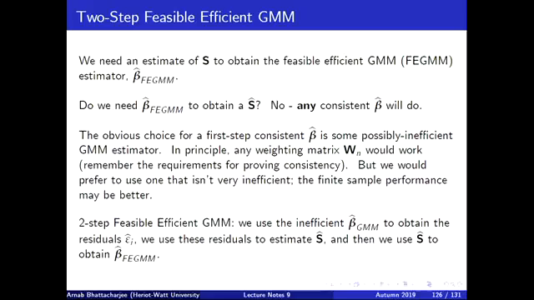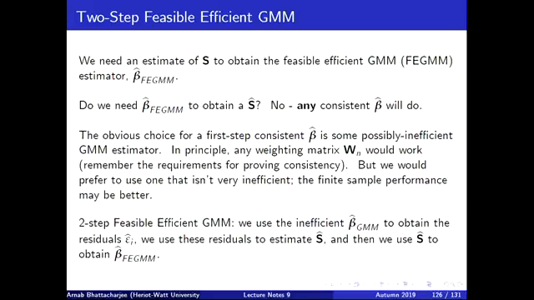What do you usually use? What do you mean by GMM, or the standard GMM that you use? That is a two-step feasible efficient GMM. So what are you doing here? You need an estimate of S. So you need, first of all, any consistent beta hat. How do you get a consistent beta hat? Well, you can do a first stage GMM with whatever, let us say the identity matrix as your W, because that is the easiest to compute. That is like your IV.